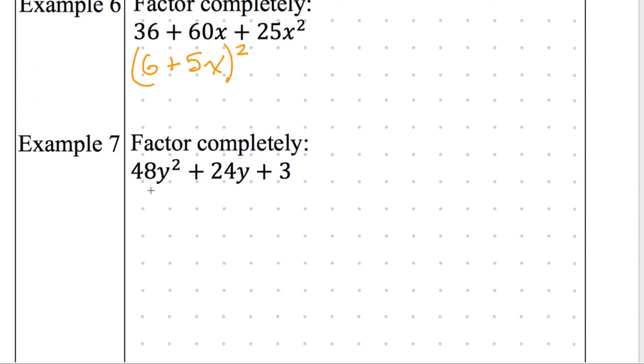I see one hand. I need to see more hands before I call on someone. What is the greatest common factor of all of these 3 things? I see 3 hands. One more hand. We'll give it to Fiona. 3. And when I factor out a 3, Fiona, what is left on the inside? 16y squared plus 8y plus 1.